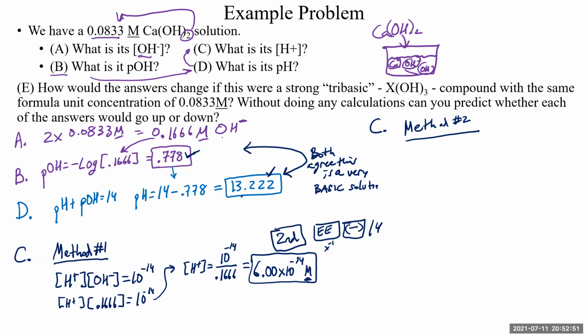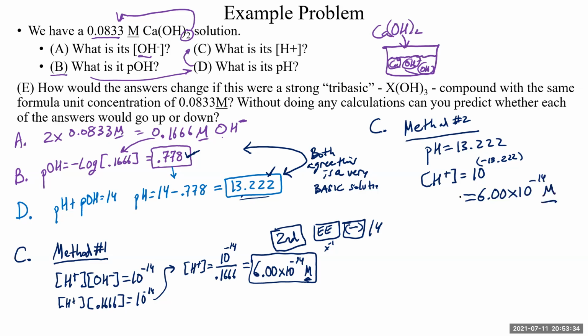Well, we have the pH, don't we? Yeah, we do. The pH is 13.222. So we know that the hydrogen ion concentration is simply going to be 10 raised to the negative pH, right? 10 raised to the power of negative 13.222. I get 6 times 10 to the -14. Good. Actually, to be honest with you, I got 5.9979, which, as far as I'm concerned, rounds to about 6.0 times 10 to the -14 molar hydrogen ion concentration.